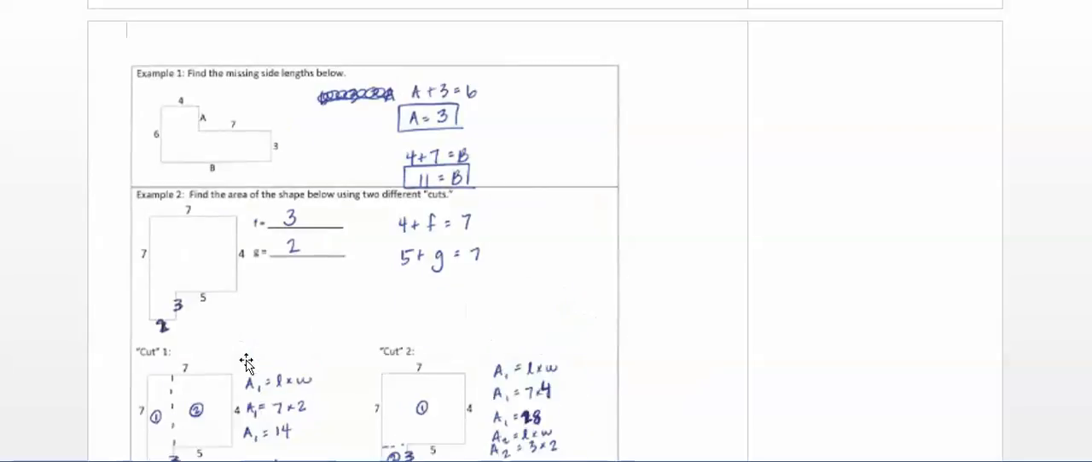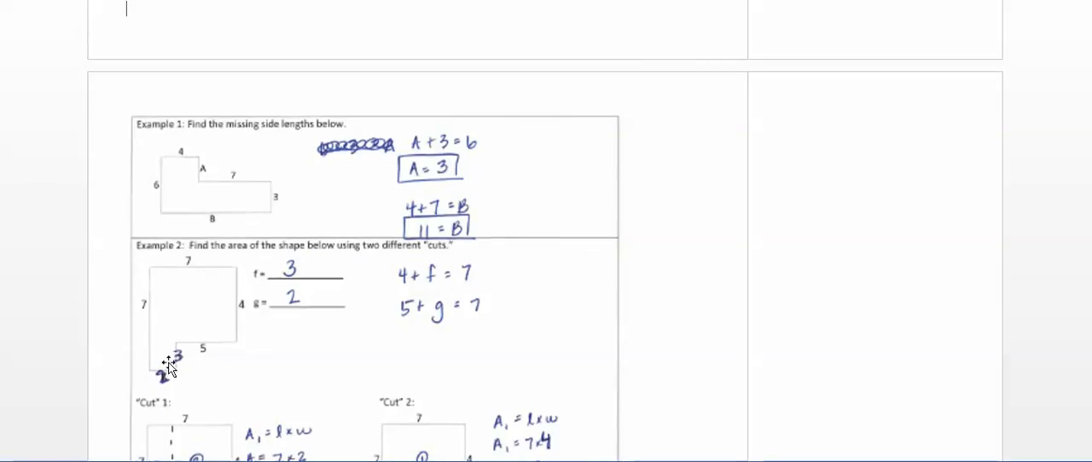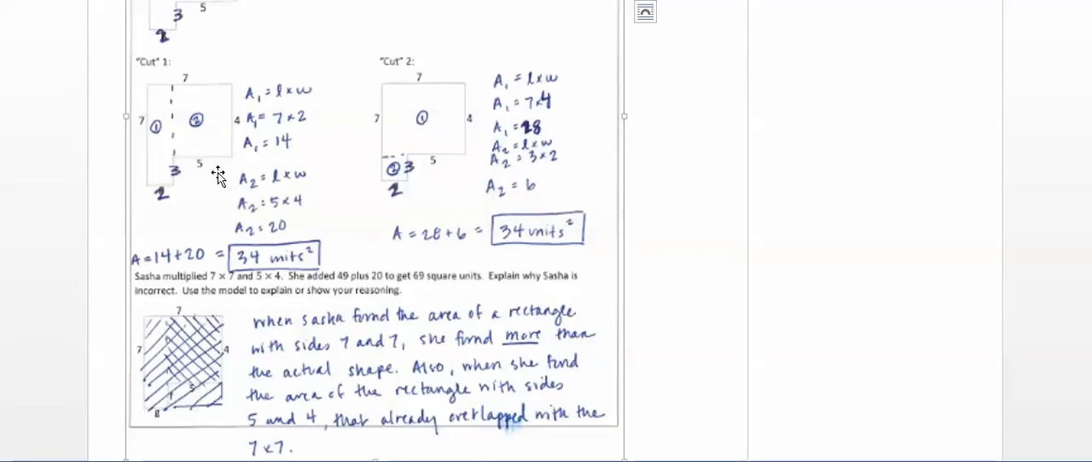Next, we're going to have students actually find the area of these figures. And so we're first going to find what F and G are using our equations, and then find the area using 2 different cuts. So one way that I can cut this is vertically, and I can label this rectangle 1 and this rectangle 2, and then I'm going to write area of rectangle 1 is length times the width. How long is rectangle 1? Well, it's 7 by 2. And then let's look at rectangle 2. For rectangle 2, my side lengths are 5 by 4.